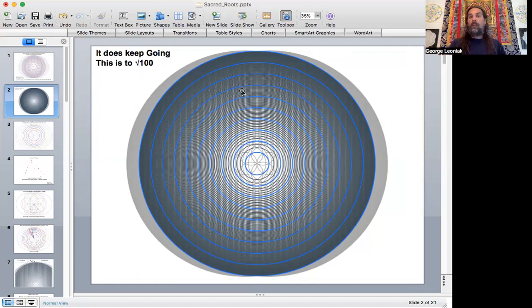So this I went from 1, the unit 1 circle in the middle, adding square root of 2, 3, 4, 5, 6, 7, all the way out to 100 here.